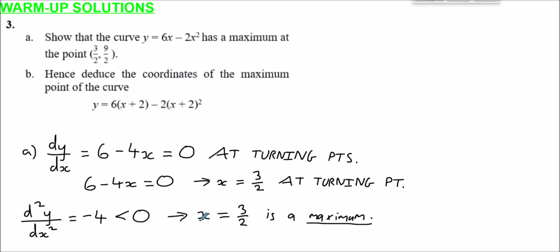So we've shown that x being 3 over 2 yields a maximum, but we've not shown that the y-coordinate is 9 over 2. To show that y is 9 over 2, we just input x is 3 over 2. So when x equals 3 over 2, y is going to be 6 lots of 3 over 2 minus 2 lots of 3 over 2 squared.